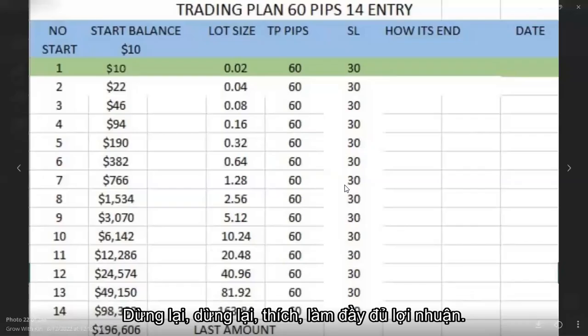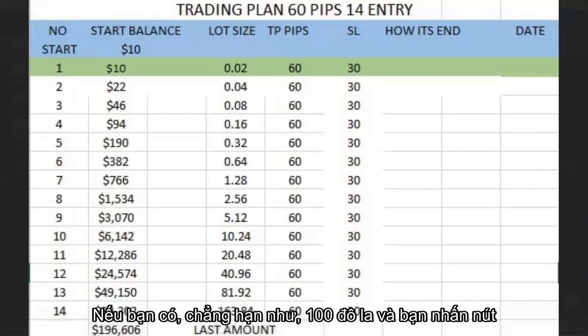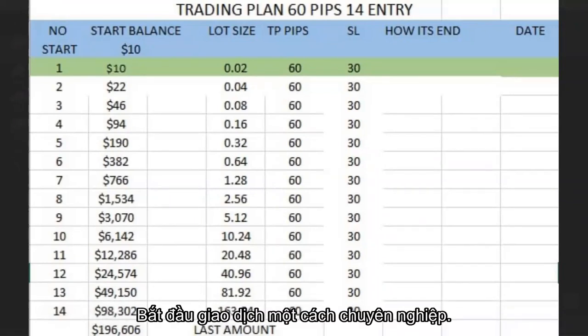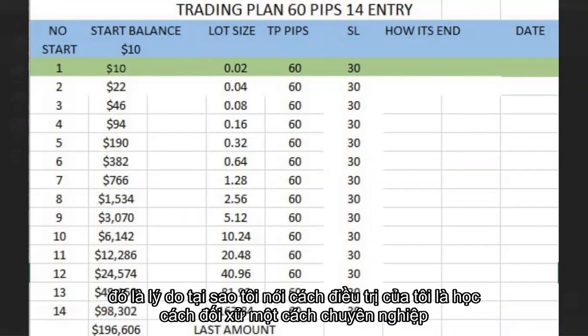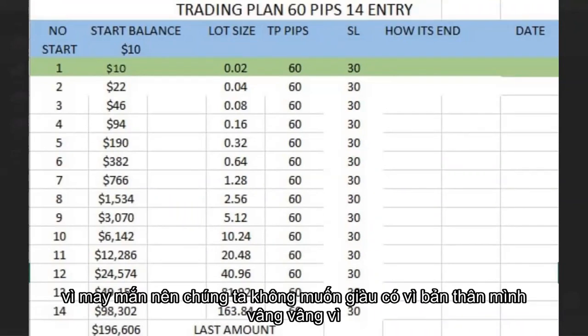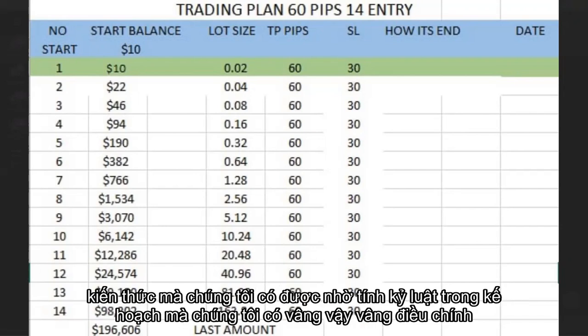Stop doing full margin. If you have $100 and you press the button like there is no tomorrow, stop doing that. Start trading professionally. That's why my trademark is learn how to trade professionally. We are not gambling. We don't want to be rich because of luck. We want to be rich because of ourselves, because of the knowledge that we have, because of the discipline on the plan that we have.